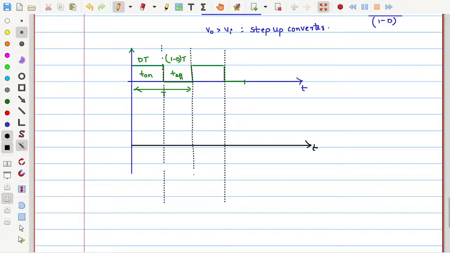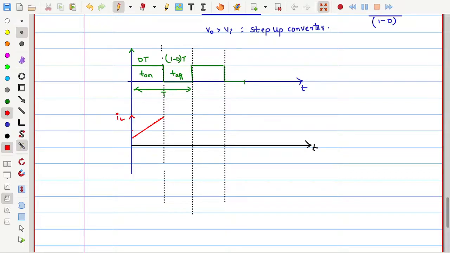Some intervals, like during what time interval it is on, off, etc. So try to observe these kinds of things taking place. During the on time, the inductor is charging from minimum value to maximum value like this. Let me take a tick value. The inductor current is rising like this. This is the inductor current, IL.